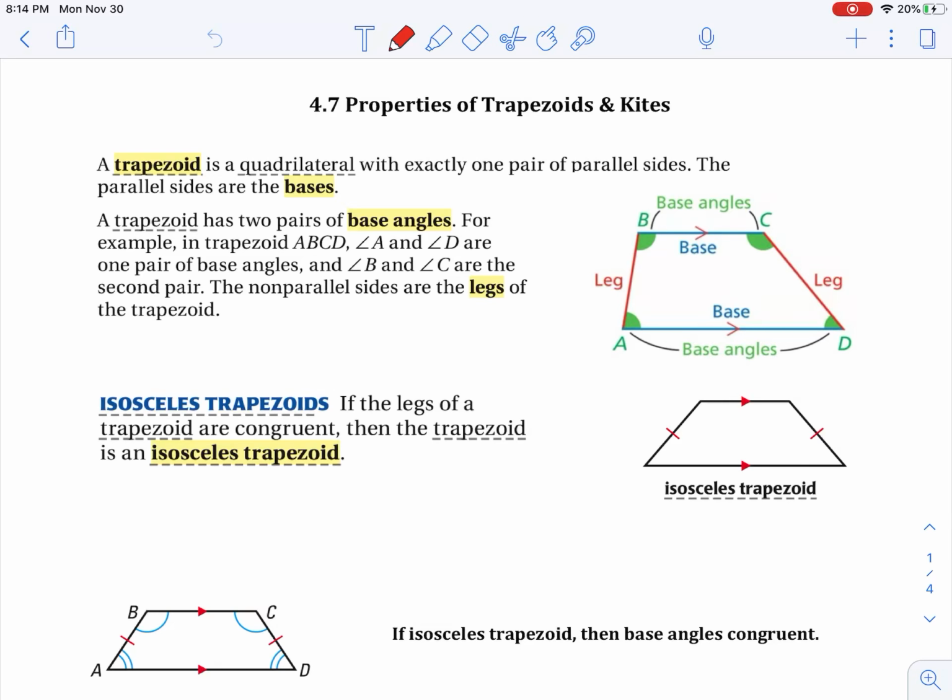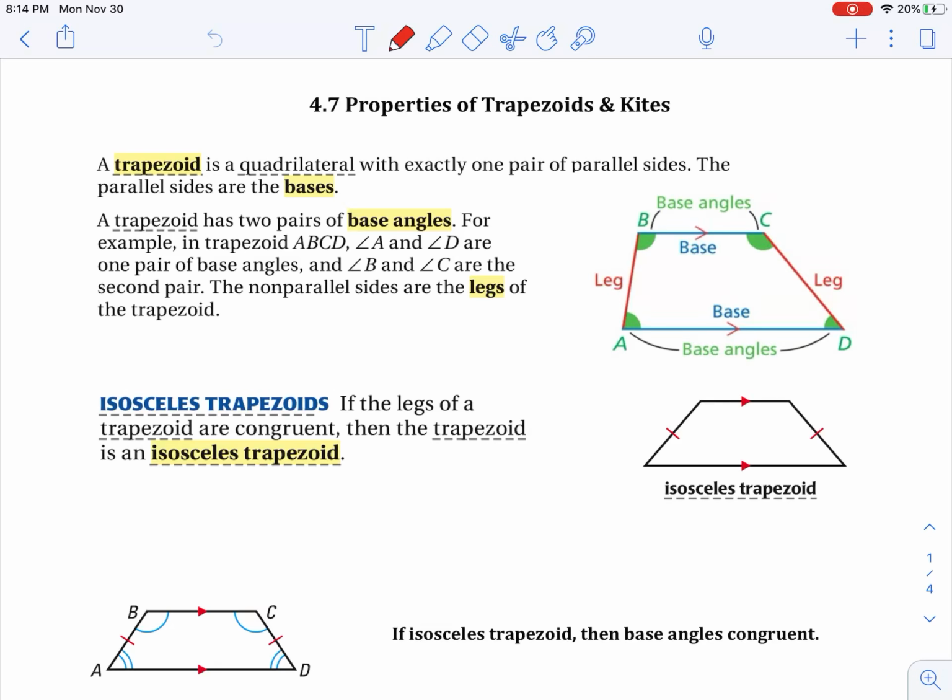If you think about all the other shapes that we've talked about, the parallelogram, the rectangle, the rhombus, and the square, they all had two sets of parallel sides. Both sets of opposite sides were parallel. So the trapezoid is different because it only has one pair of parallel sides.